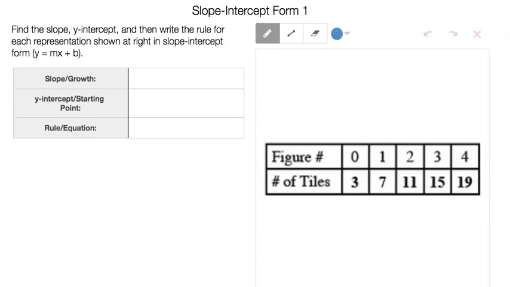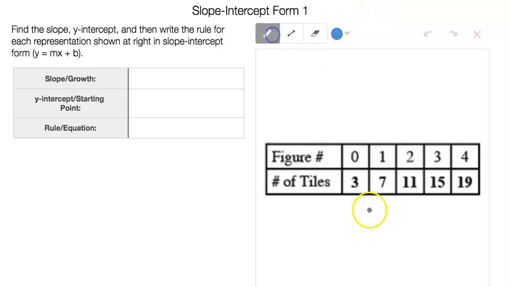So what we're going to do is take this XY table, and we have to interpret this information in order to ultimately come up with a rule. And if you're thinking, why do I have to come up with the slope and the y-intercept? Why can't I just write the rule down? Well, here's the thing. If you know the slope and you know the y-intercept, you can write the equation. So let's look at this.